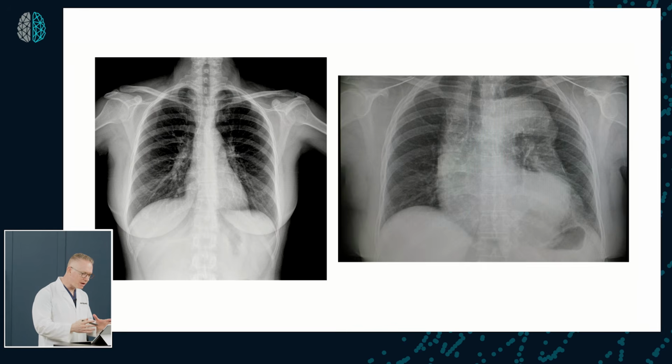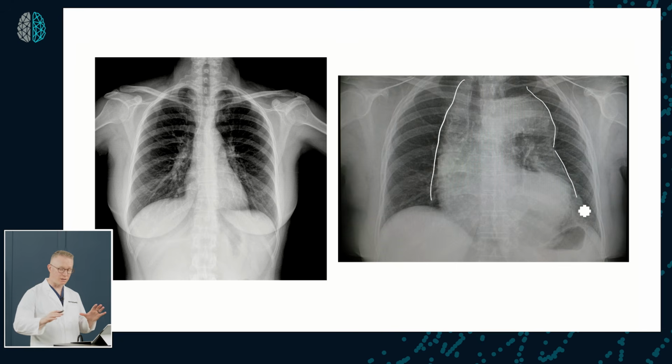And you can see here, we've got our normal on the left, but look at that cardiac silhouette on the right side. I mean, you're talking about an outline that is massive. Something is not right. But look, here's the problem. Here's your spinous processes right here. But here's your trachea.